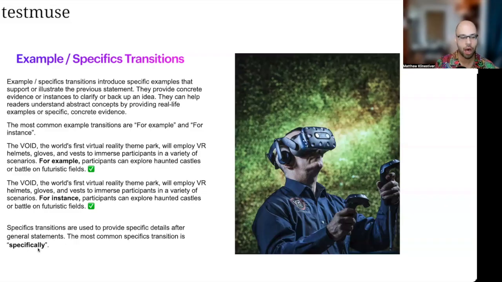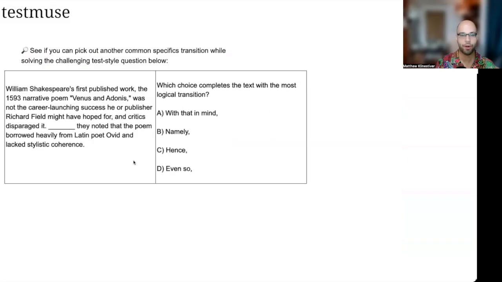So the most common specifics transition is just specifically, has specifics right in the name, or specific right in the name. But I want us to look at one that's a little bit harder, okay? So I'm going to show you guys a question here on our next slide, and I'll just read it out. Again, we're not going to look at the answer choices too soon. And I'll tell you that we're looking for a specifics transition while we're solving it.